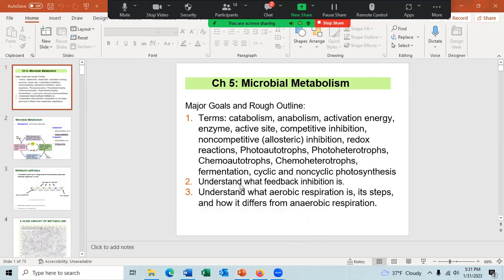All right, microbial metabolism. This slide is showing you the major goals and a rough outline. Obviously know the terms of microbial metabolism, understand what feedback inhibition is, and we're going to talk about respiration, especially aerobic respiration. Understand what aerobic respiration is, its steps, and how it differs from anaerobic respiration. Any questions about what we're going to cover?